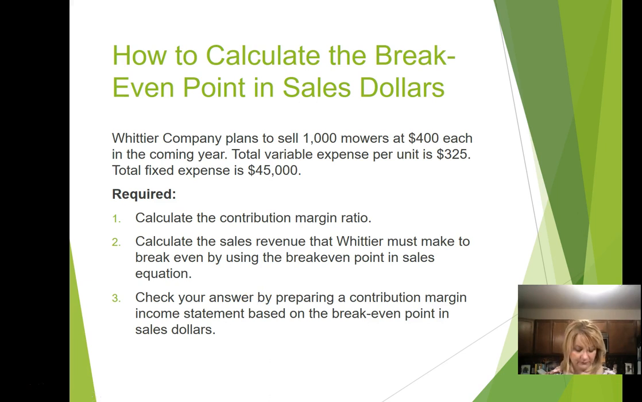Here we are with Whittier Company again. How to calculate the break-even point in sales dollars. Whittier Company plans to sell 1,000 mowers at $400 each in the coming year. Variable expenses per unit are $325. Total fixed expenses are $45,000. So here it's telling you some different information, telling you what they want you to do. Calculate the contribution margin ratio, calculate the sales revenue that they must make to break even using the break-even point in sales equation, and then check your answer by preparing a contribution margin income statement.